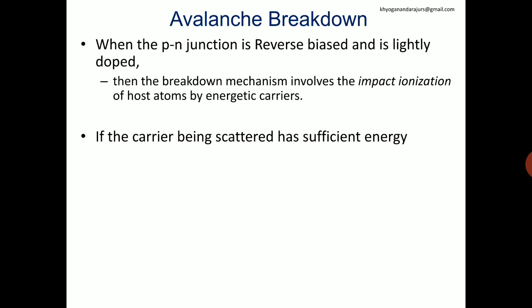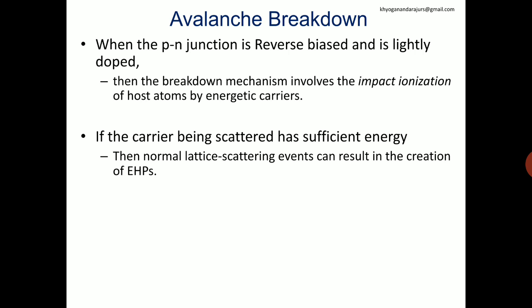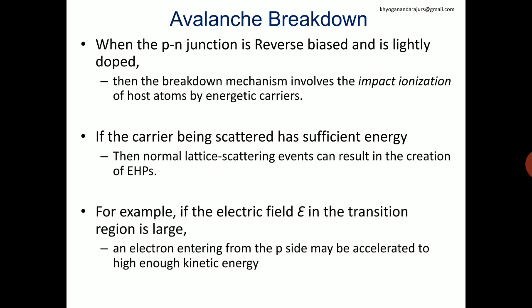Then we know that when there is a movement of charge carriers, scattering mechanisms can take place. If the carriers have sufficient energy, lattice scattering can take place. And we saw that because of scattering events, there is electron hole pair generation. Correct, we saw in module 1 electron hole pair generation and electron hole pair recombination. This is the EHP concept, electron hole pair. For example, if the electric field E in the transition region is large, an electron entering from the P side may be accelerated to high kinetic energy. This slide is giving a hint about the avalanche breakdown.